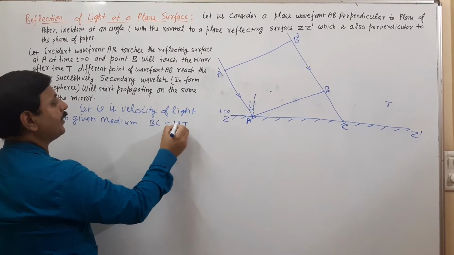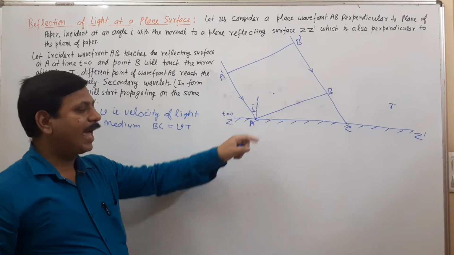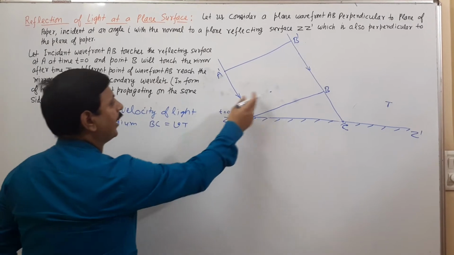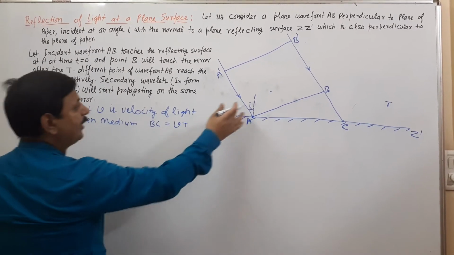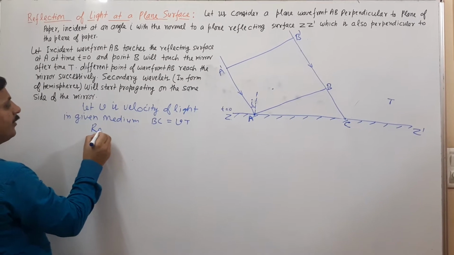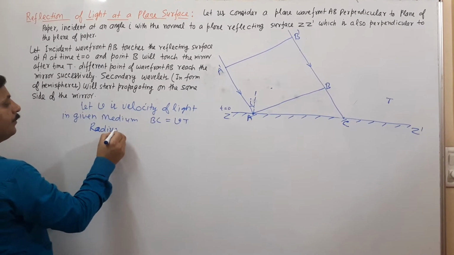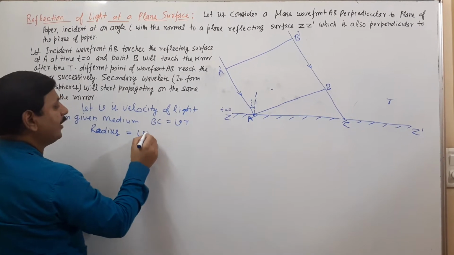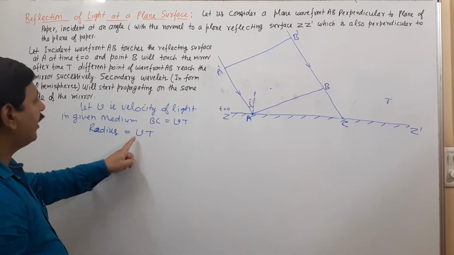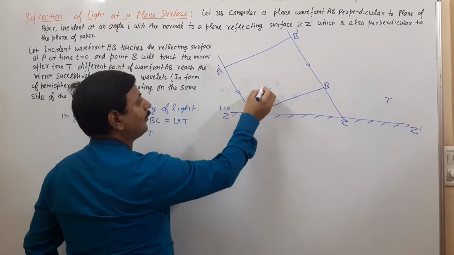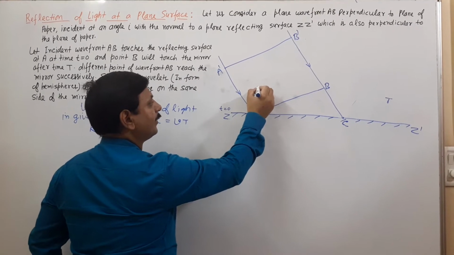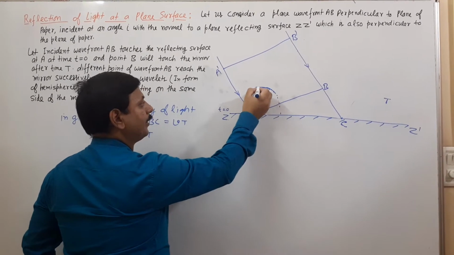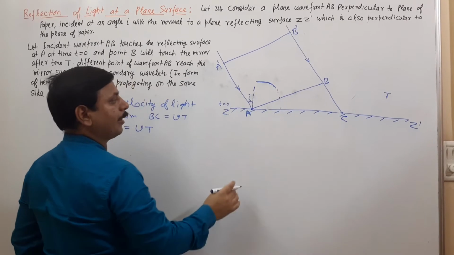In the same way, A will act as a new source. In time t, what will be the radius of the hemispherical wavelets? The radius is velocity v times time t. So we have to draw a hemisphere of radius vt. I have drawn a hemisphere like that. It will touch here. So this will be the hemisphere.